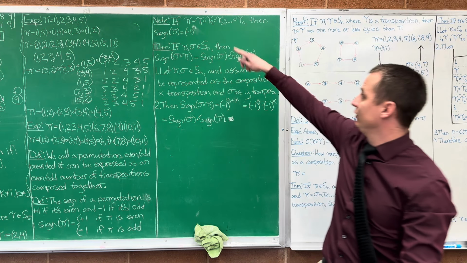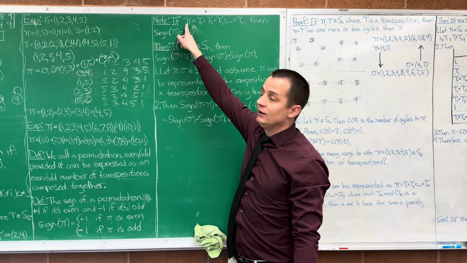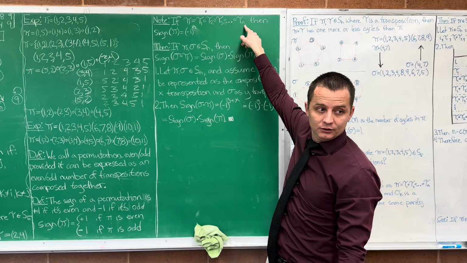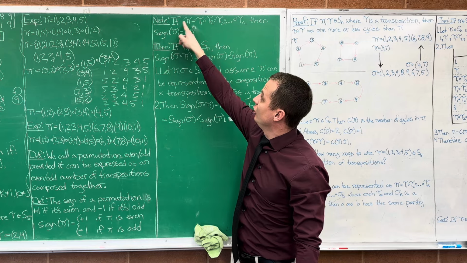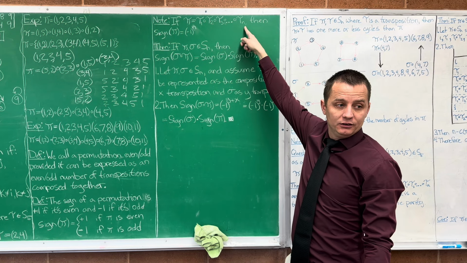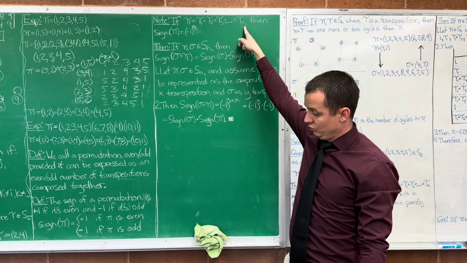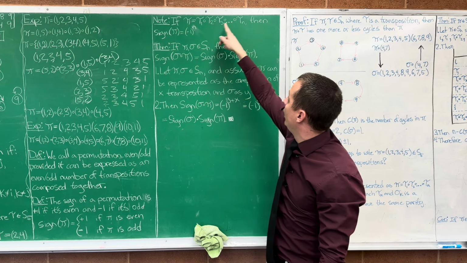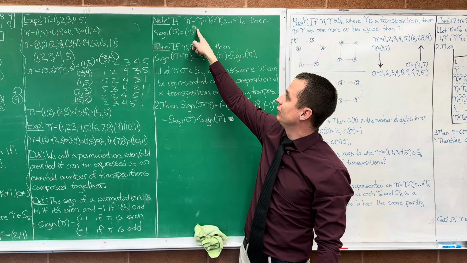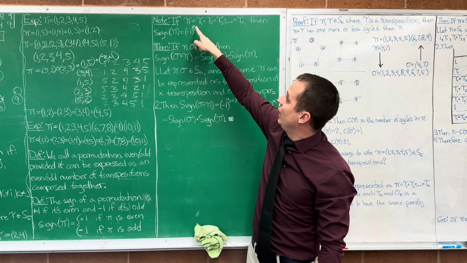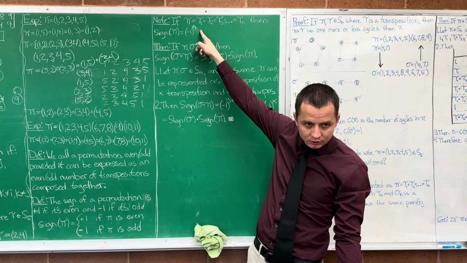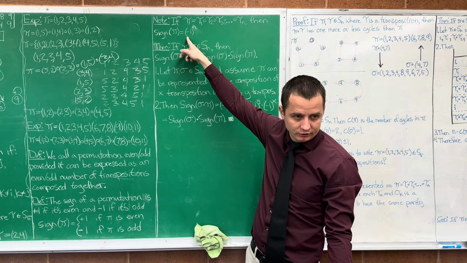Okay, so with that, let's note one more thing. If I tell you pi is represented as a composition of n transpositions, then what is the sign of pi? Remember, the sign of pi is +1 if n is even, and it's -1 if n is odd. Another way we could represent that is that the sign of pi is just -1 to the n. What's -1 to an odd number? -1. And what's -1 to an even number? Just 1. So that's why this works.